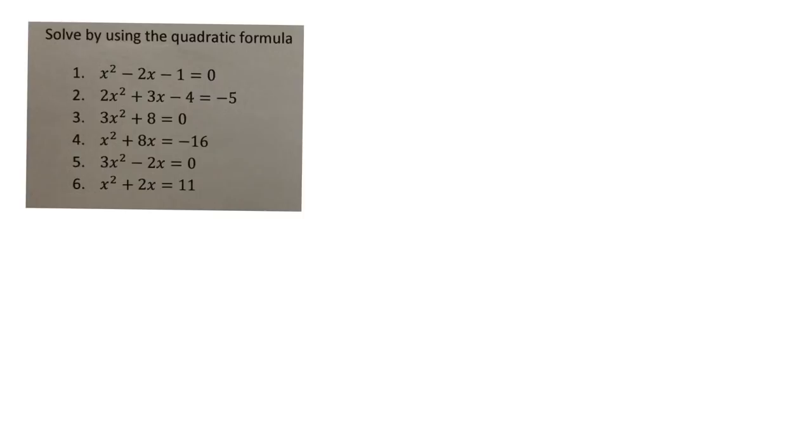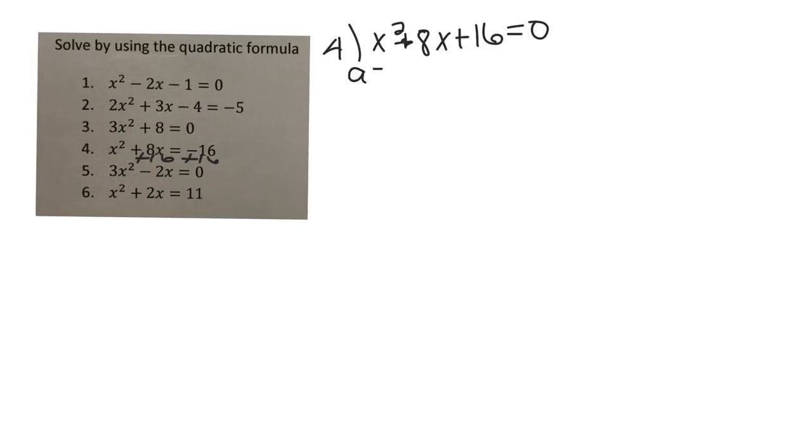Okay, so now I had to make room for 4, 5, and 6. Number 4. Again, I need to add 16 so that I have it equal to 0. So I have x squared plus 8x plus 16 equals 0. Hopefully you recognize that that could be factored, but we asked you to solve it using quadratic formula, so we want you to do it that way. A equals 1, B is 8, C is 16.